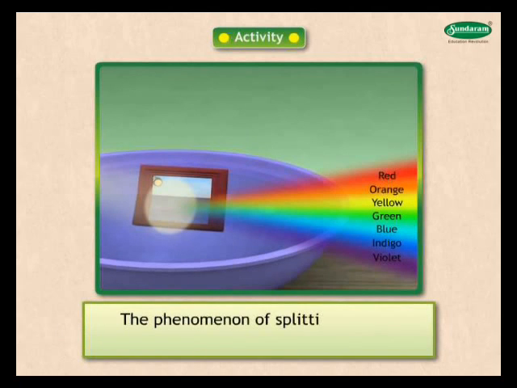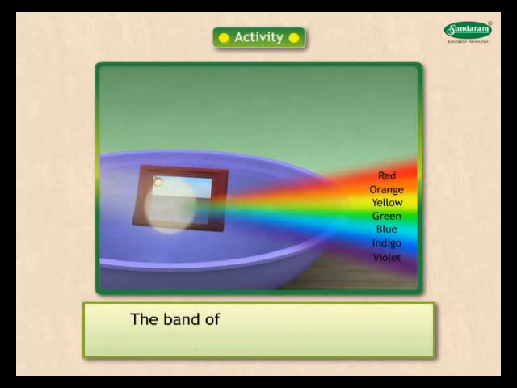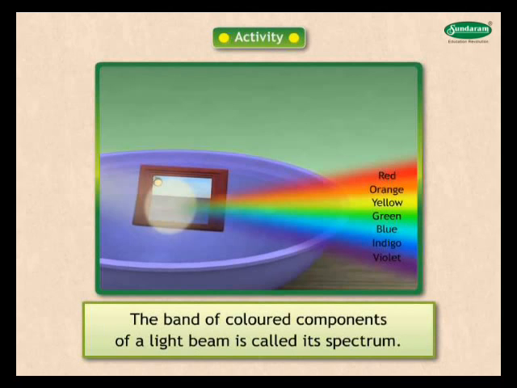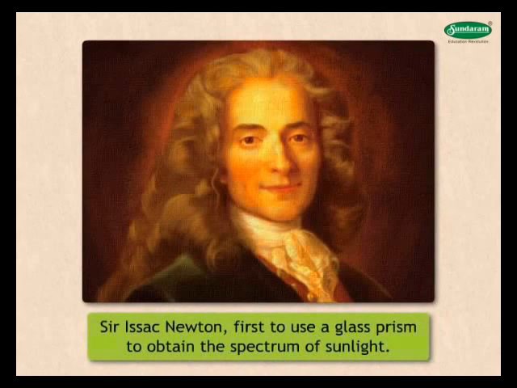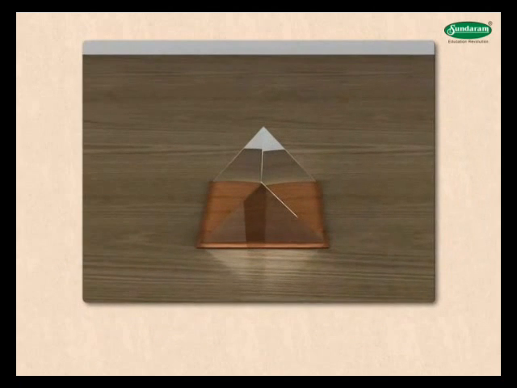The phenomenon of splitting of light into its component colors is dispersion. The band of colored components of a light beam is called its spectrum. Sir Isaac Newton was the first to use a glass prism to obtain the spectrum of sunlight. A prism is a transparent medium bound by two plane surfaces inclined at an angle.